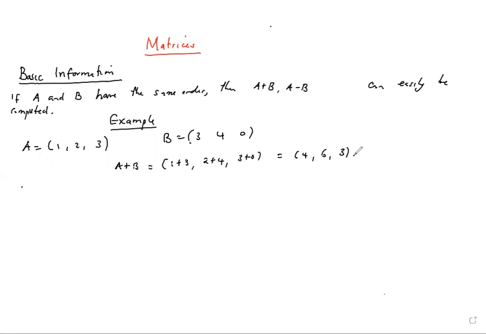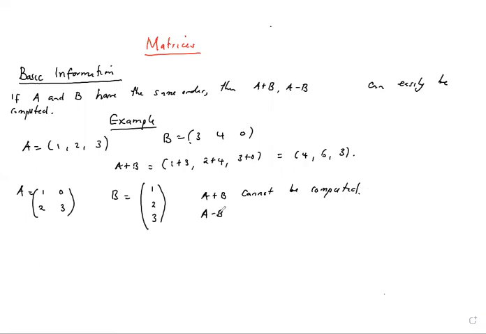And if A is 1, 0, 2, 3, and B is 1, 2, 3, A plus B cannot be computed. A minus B cannot be computed.